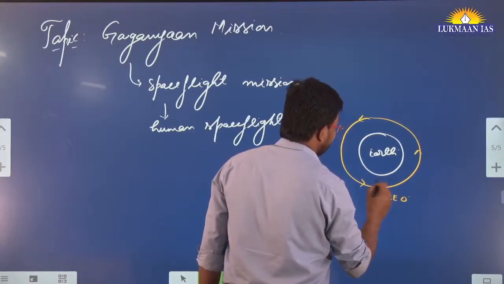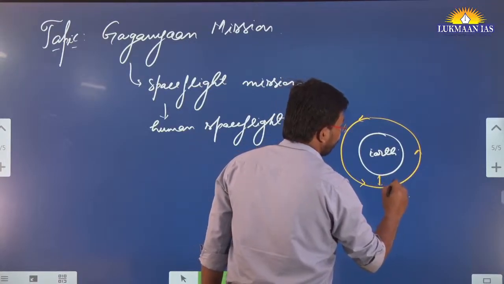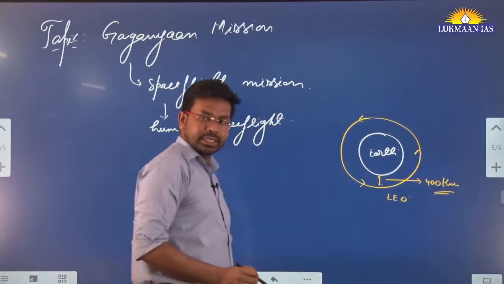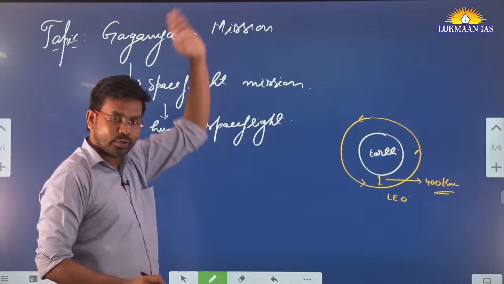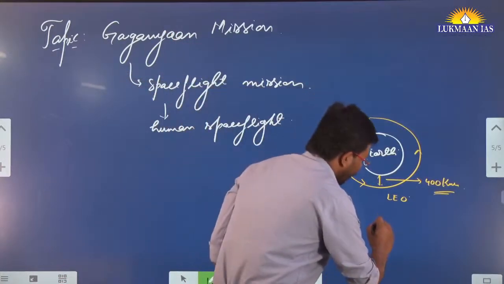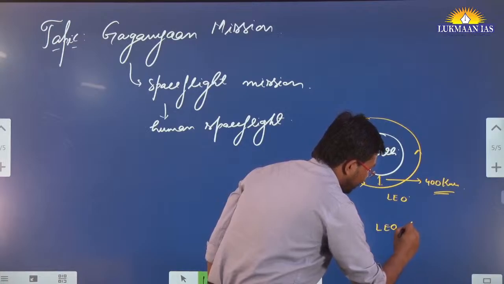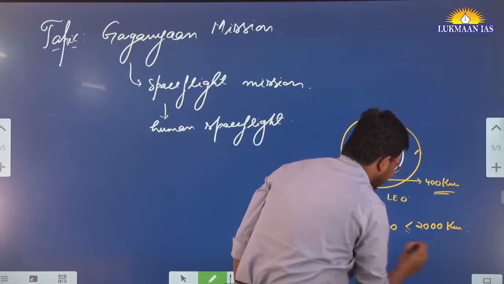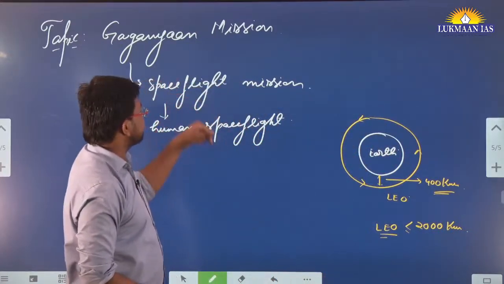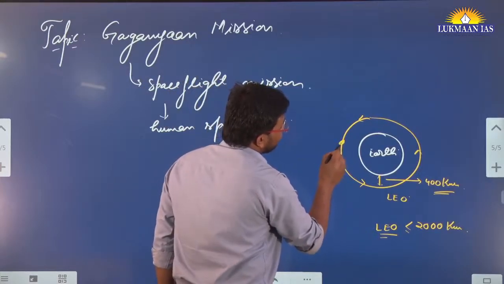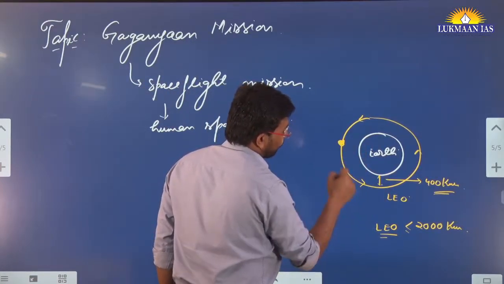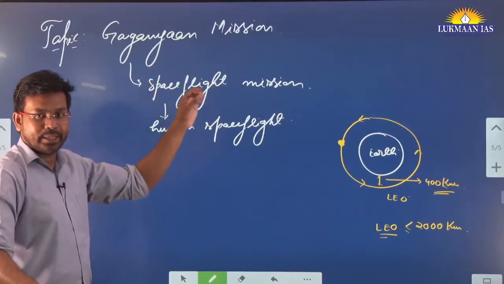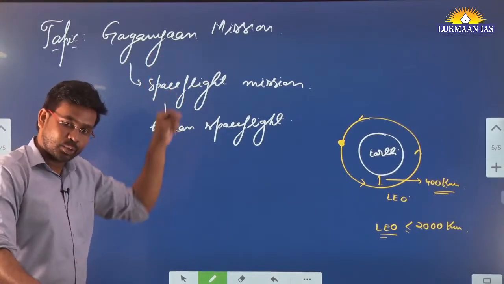Okay, low Earth orbit. So this orbit is around 400 kilometer above the surface of the Earth. Low Earth orbit means the orbit height is less than or equal to 2000 kilometer. But for this Gaganyaan mission, we are going to send the Gaganyaan in this particular orbit, which is 400 kilometer. Here we are going to send human beings. They are going to stay there for some time and they are going to come back.